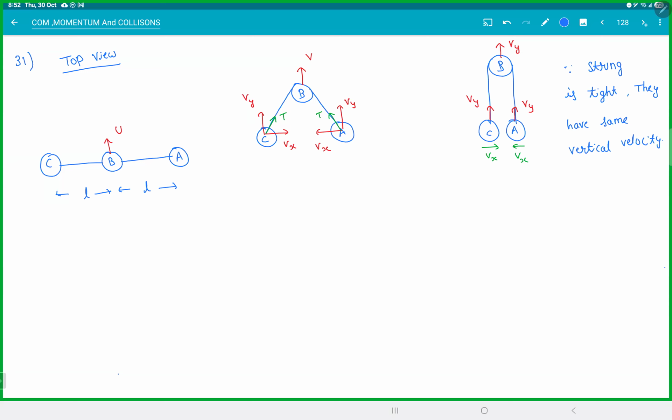Got the picture, everyone. So, let's conserve momentum. In the vertical direction, what is the momentum? mu is equal to m Vy 3 times because there are 3 of them. So Vy is equal to u by 3. Horizontal momentum is not required. Both are equal anyway.